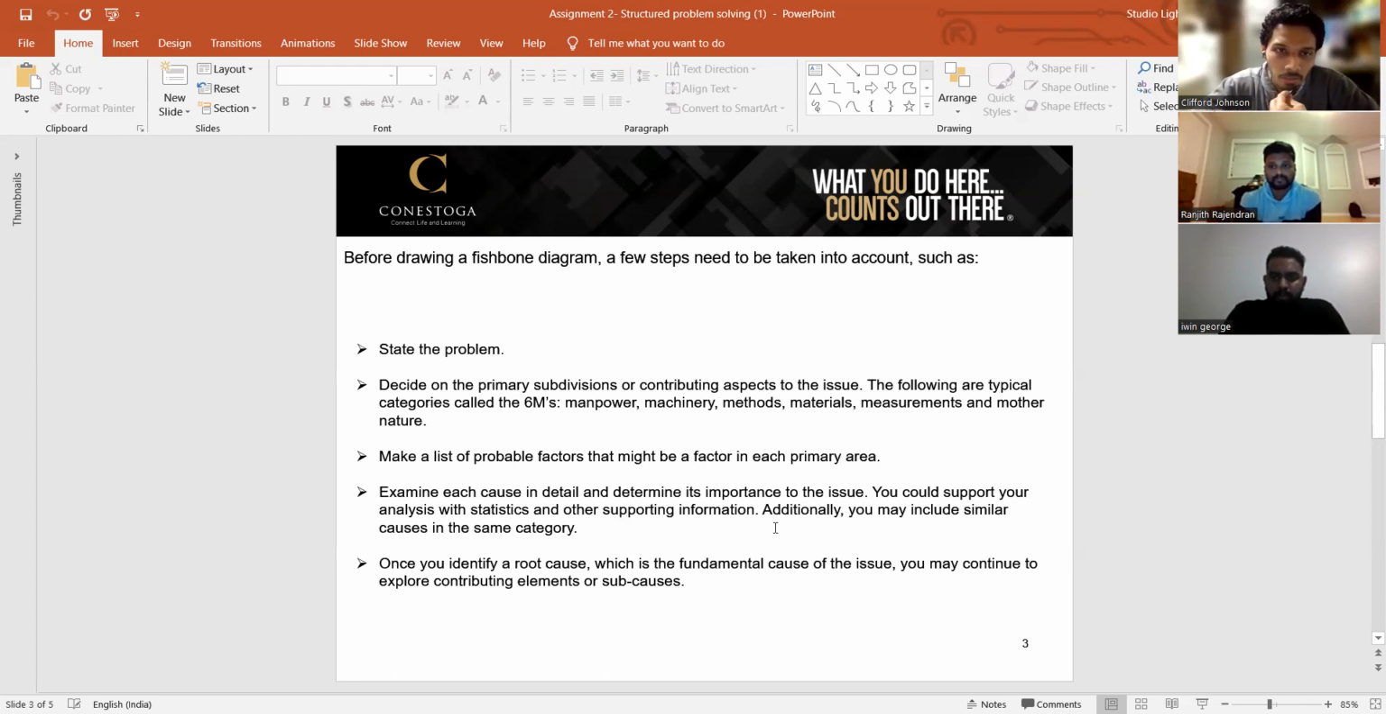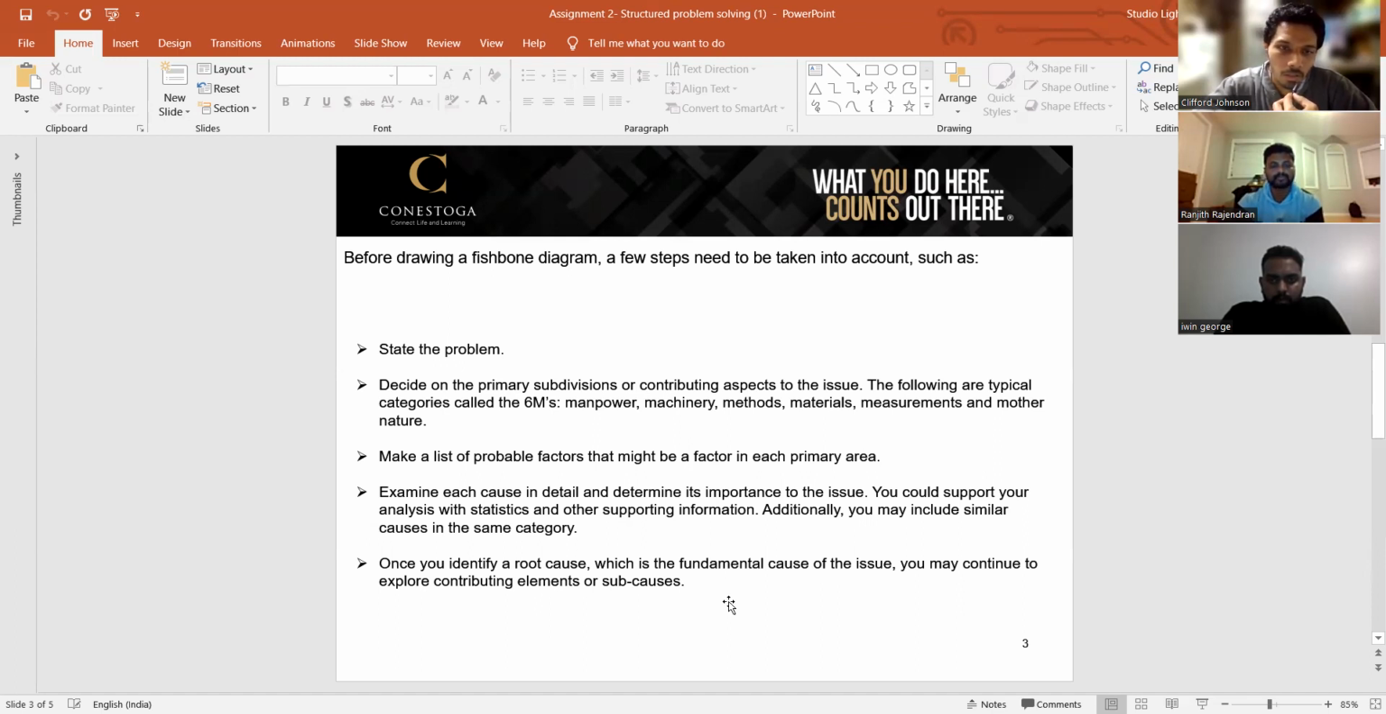So the major considerations which should be taken while drawing a fishbone diagram include, the first one, stating the problem. It is the most important step to consider while drawing a fishbone diagram because the rest of the probable causes are listed according to the problem. When we move on to the second step, we create primary subdivisions, which typically include the categories we call the 6Ms, which include manpower, machinery, methods, materials, measurements, and Mother Nature.